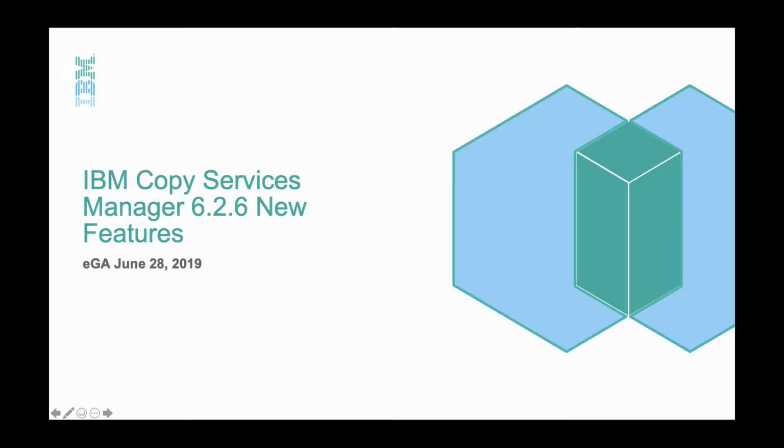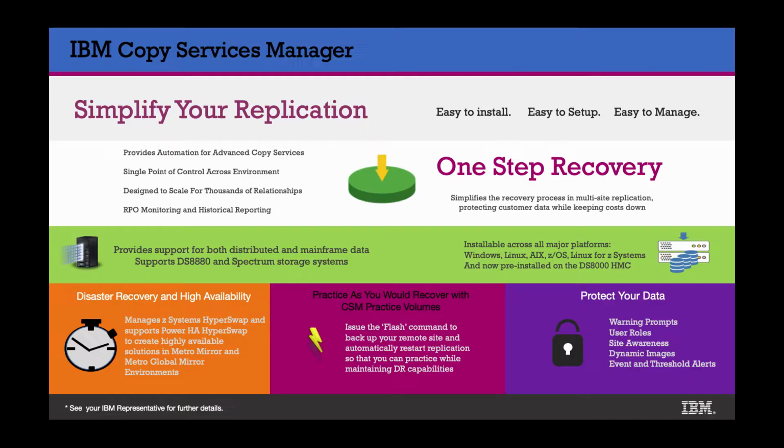In this video, I'll be going over what's new in IBM Copy Services Manager 626. The 626 release EGA'd on June 28, 2019. In this presentation, I'll be going over a product overview, followed by a couple things that we added in the 626 release.